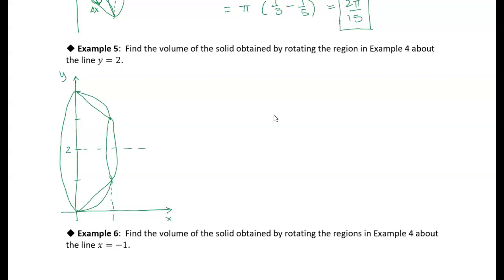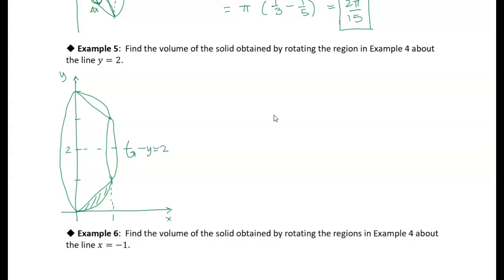So I tried to draw it here. This is the region that we are interested in, the same region between the lines y equals x and y equals x squared, right? But now this time we're rotating around y equals 2. Okay, so we're going to rotate it this way. So what I did is I drew a mirror image up here on the other side of the line y equals 2.